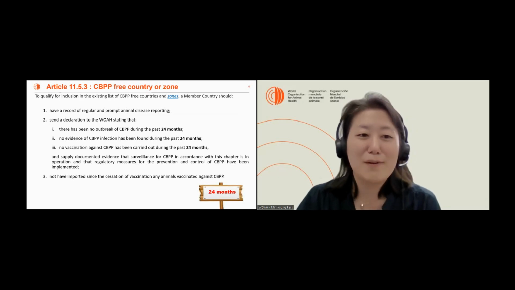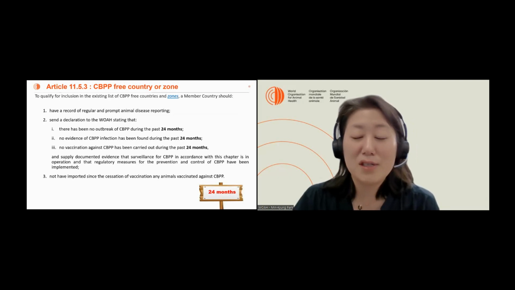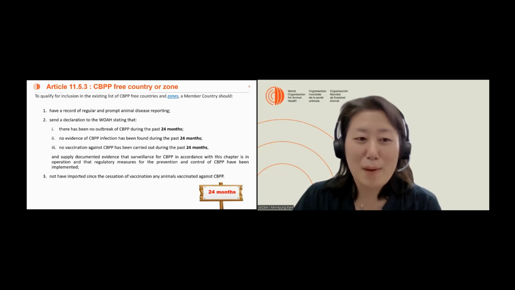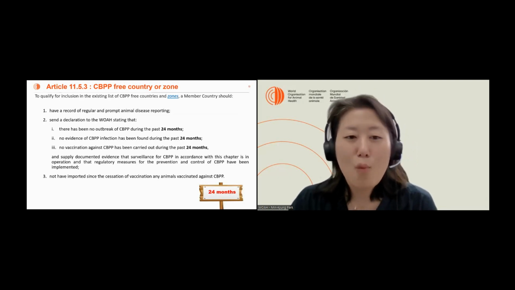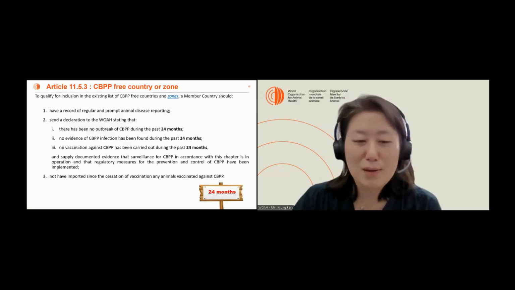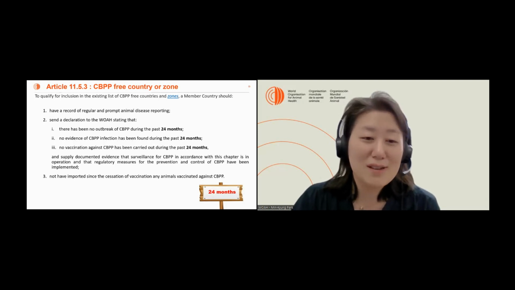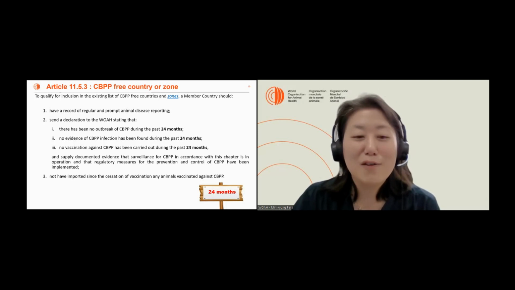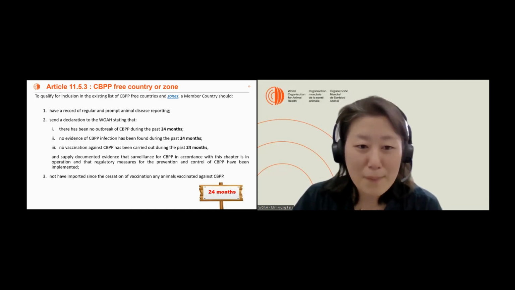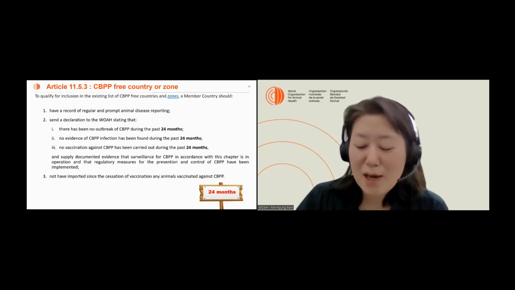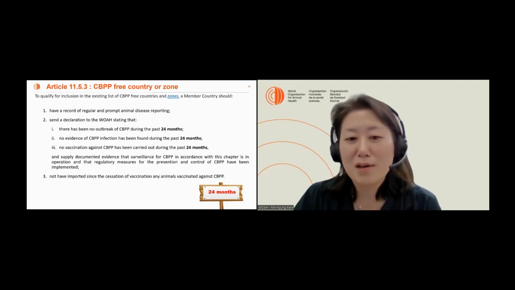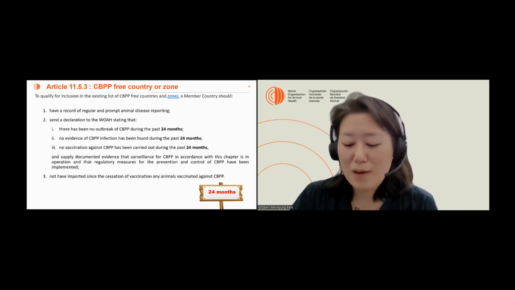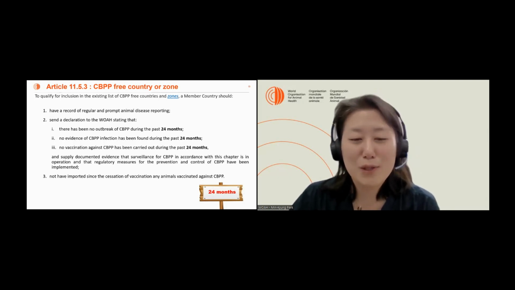There needs to be proof that there is regular prompt animal disease reporting, respecting the obligation to WOAH as a member. And 24 months, 2 years, is the important period to remember when you are ready to submit an application to demonstrate that you comply with the requirements to be officially recognized as free from CBPP by WOAH. And of course, the import requirements also need to be in line with the provisions of the CBPP chapter and other chapters of the Code, and supportive information to be provided for the past 24 months.